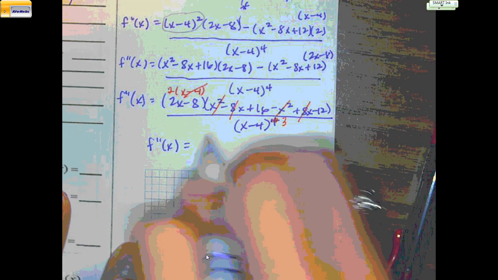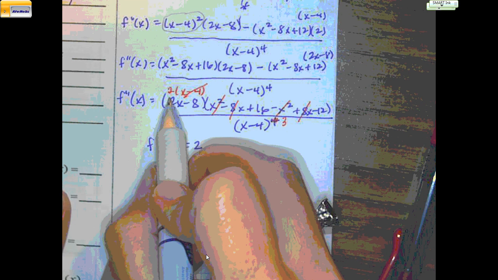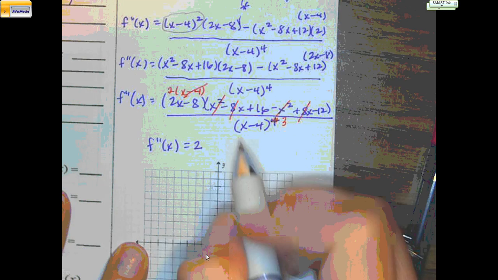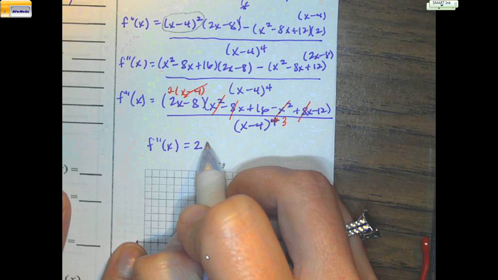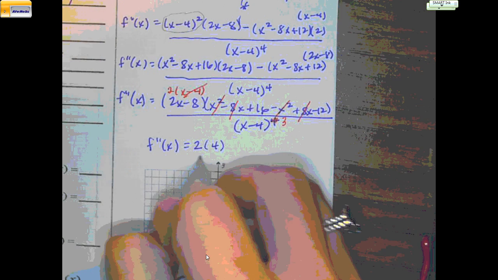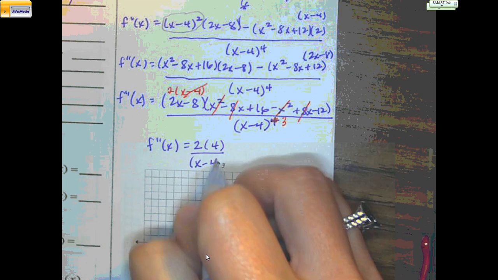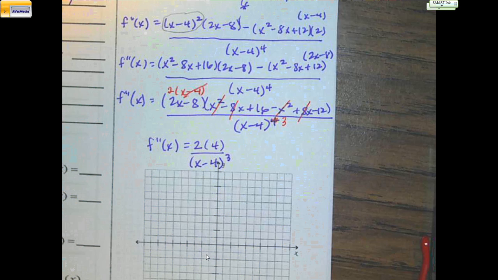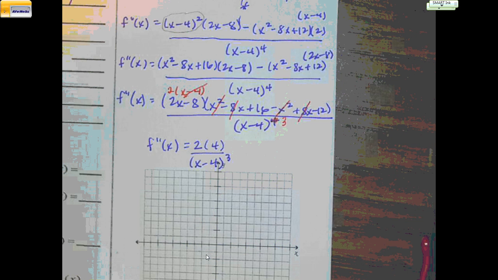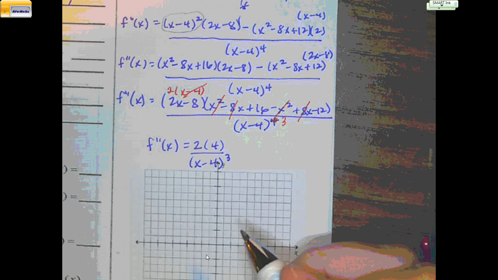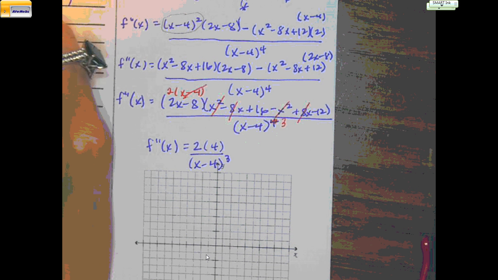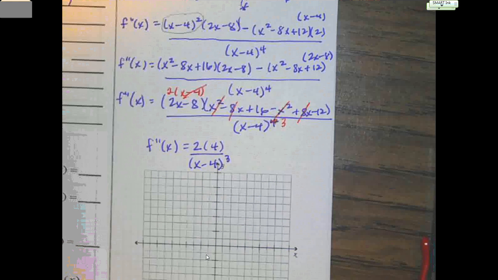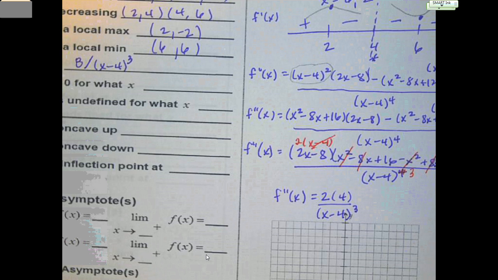So what I wind up with is I have 2 from right there times 16 and a minus 12, which is 4, over x minus 4 cubed. So I really have 8 over x minus 4 cubed. Are there any questions with how I did that? You would have gotten there the other way. It would just take you maybe a little bit longer, and there was more algebra to do, so there's a greater chance for making a mistake.